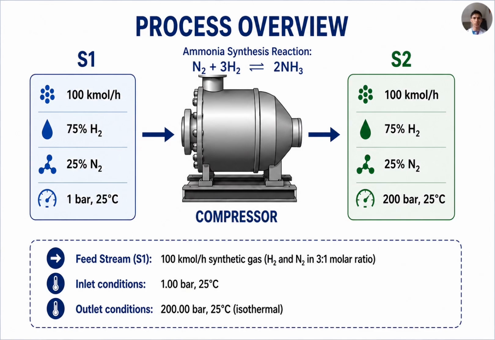This diagram shows the compression process. The inlet stream S1 contains 100 kilomole per hour of a synthetic gas. The gas consists of 75% hydrogen and 25% nitrogen at 1 bar, 25 degrees Celsius. Inside the compressor, the gas is compressed from 1 bar to 200 bar. At the outlet S2, the total flow rate and the gas composition remain exactly the same. The only significant change is the increase in pressure.